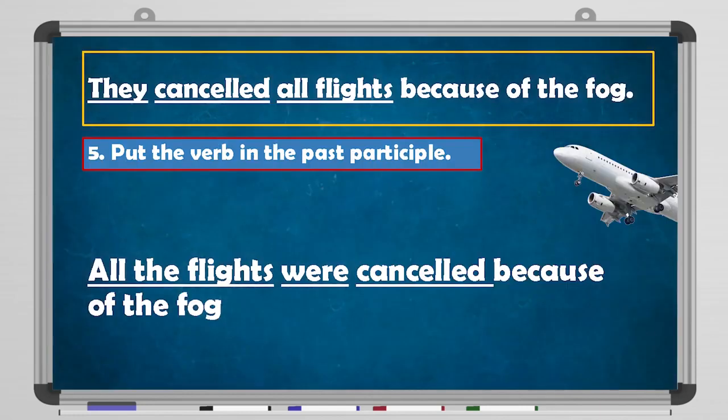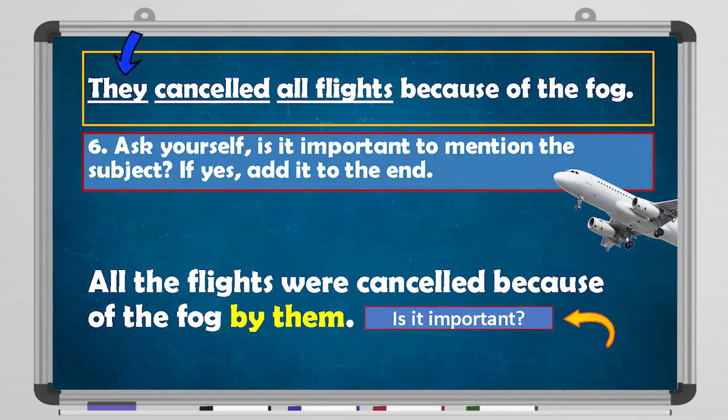And then we put the verb in the past participle because, as we said, verb to be and the verb in the past participle for every single passive sentence. So I will say, all flights were cancelled because of the fog. Now, is it important to mention the subject? If yes, add it to the end. Now, the subject here is they, and I will say by them.